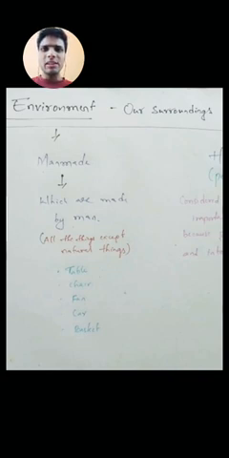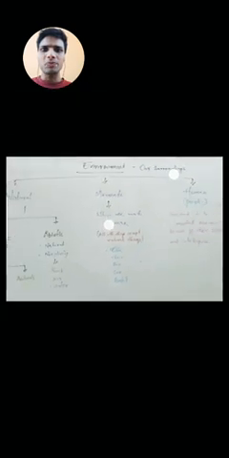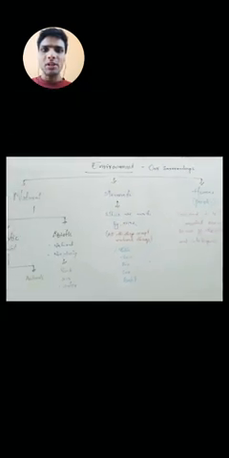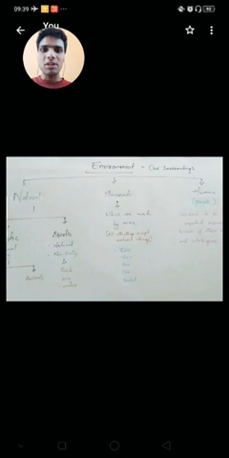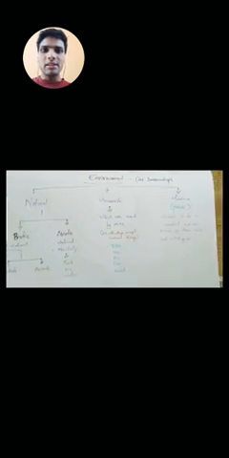Basically, this environment is classified into three categories: natural, man-made and human environment. Let us discuss clearly about each of these parts: natural, man-made and human.